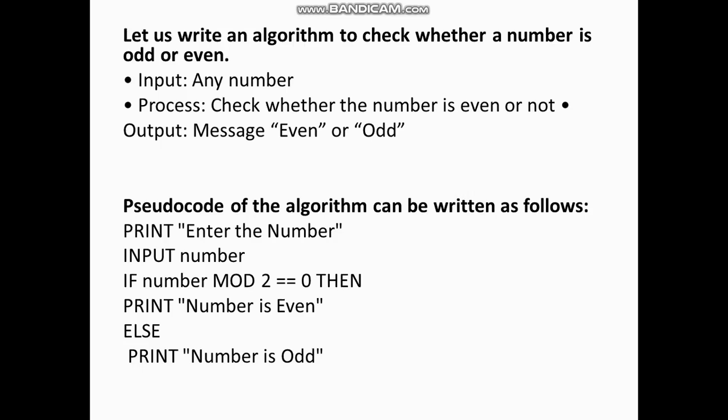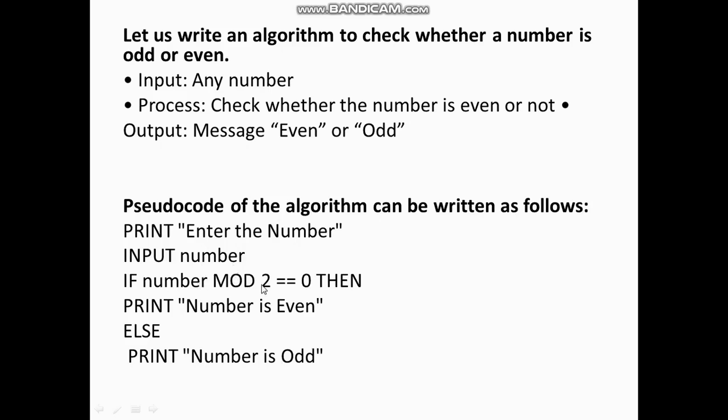Let us look at this sample example. We are seeing a simple algorithm to check whether a number is odd or even. Follow this. The very first stage, you are asking for an input. For that, you are printing a statement on the screen, enter the number. After this message is displayed on the screen, the user is asked to enter the input. For that, you have written input for that value, which is called number.